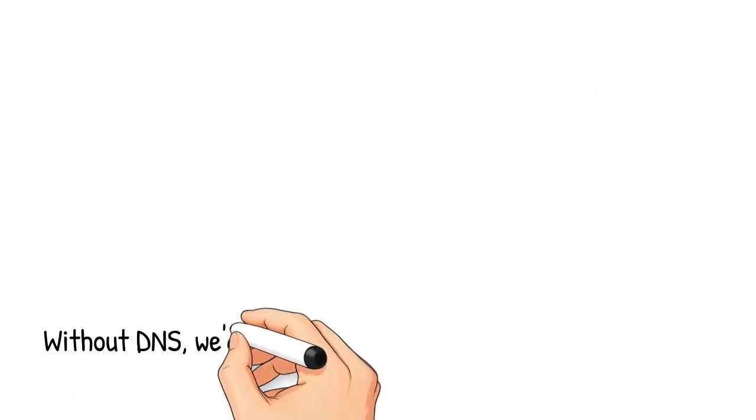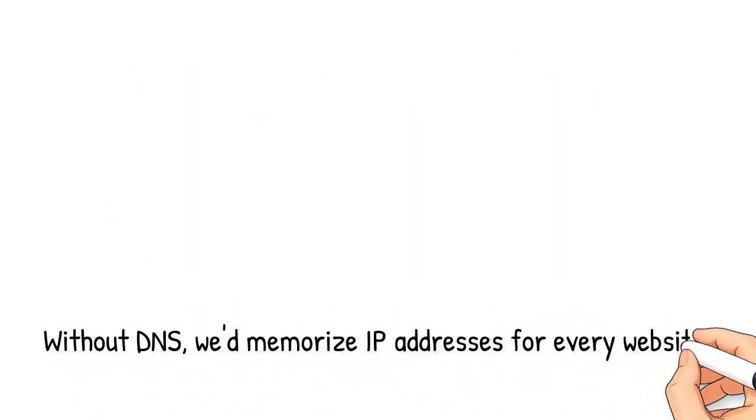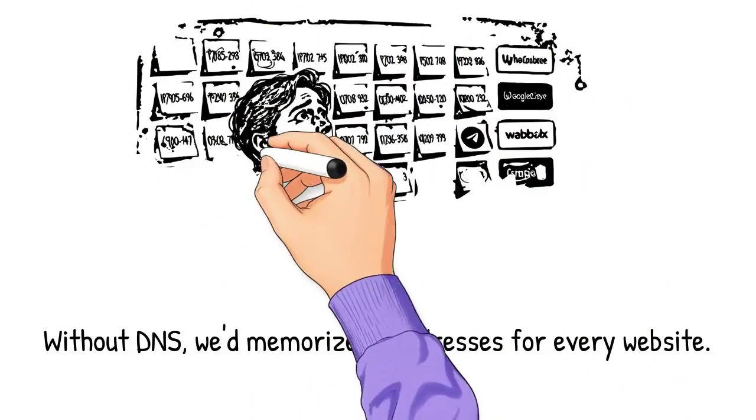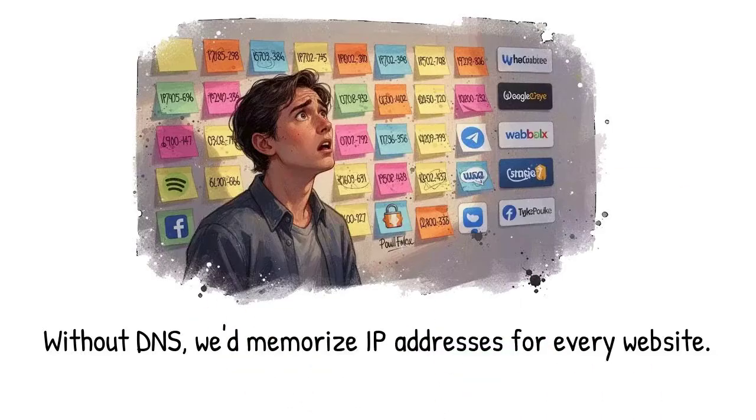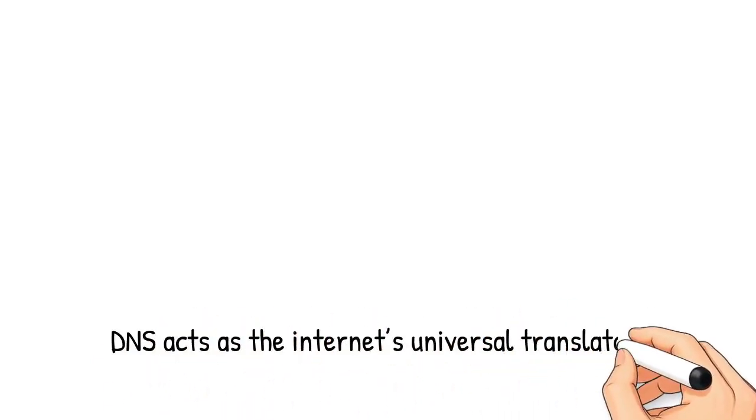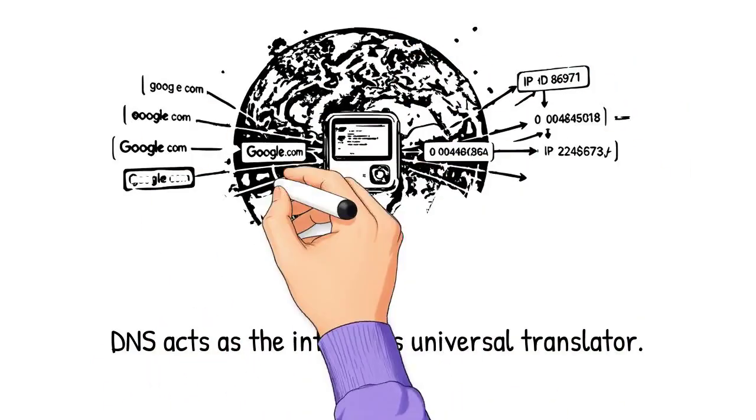You would have to memorize long strings of numbers for every website you visit. Imagine remembering the IP address of YouTube, Facebook, Instagram, your bank, your email provider, your office VPN, and every other service you use. It would be impossible. DNS solves this problem by acting as the internet's universal translator.